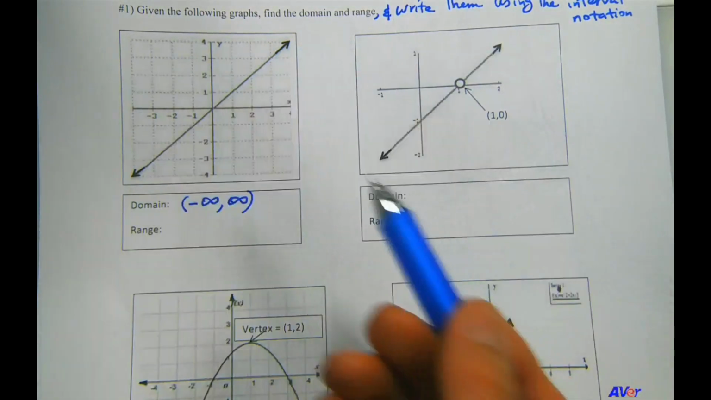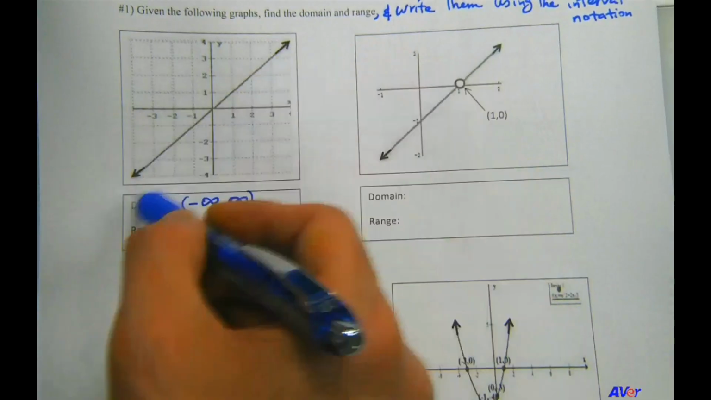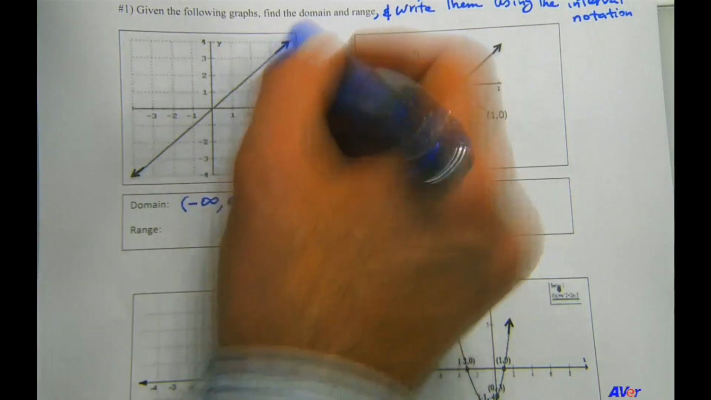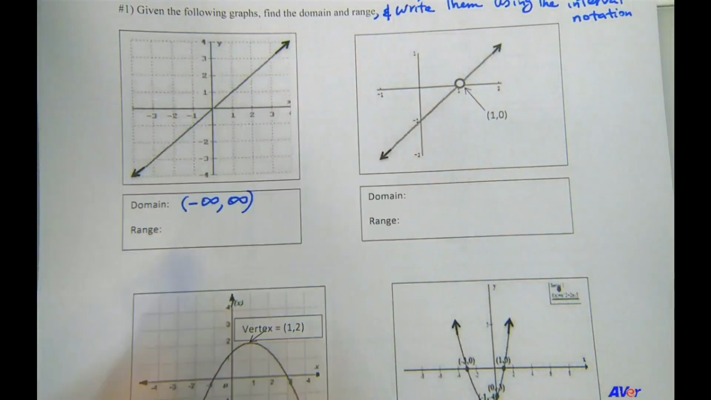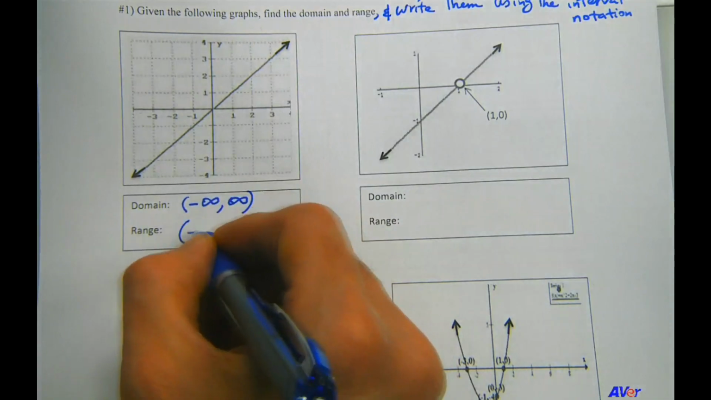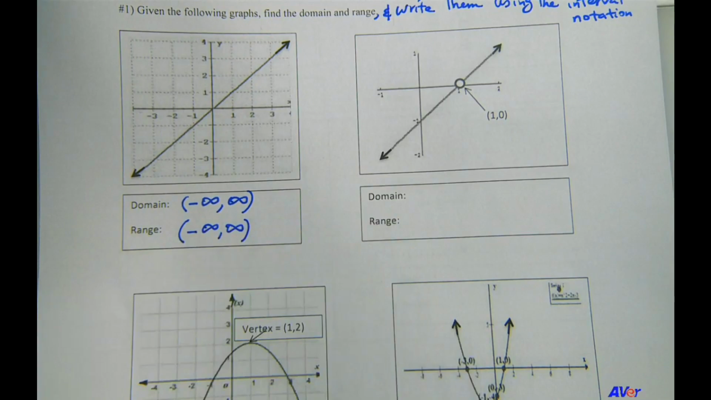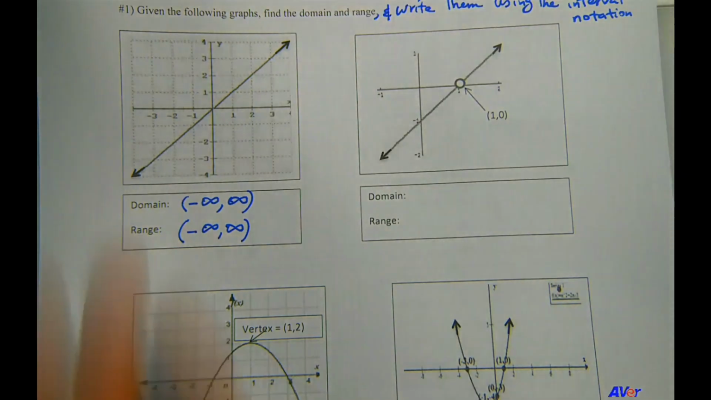Absolutely not, right? All values of y are attainable. We have no reason to believe that there is any restriction along this graph with respect to y. So once again, the range in that case is negative infinity to infinity. That means there is no restriction. All real values are acceptable values along this graph.